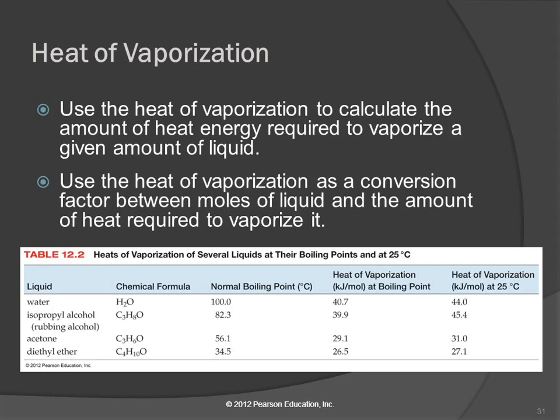We can use the heat of vaporization to calculate how much energy is needed to vaporize a given amount of liquid. So the heat of vaporization ends up being a conversion factor. So here's a handy table. Heats of vaporization of several liquids. And these are given at the boiling points and at 25 degrees Celsius. Because the amount of energy needed to vaporize it will depend somewhat on the temperature. So for water, 40.7, isopropyl alcohol 39.9, acetone 29.1, diethyl ether 26.5. So 26.5, that's less energy to vaporize.